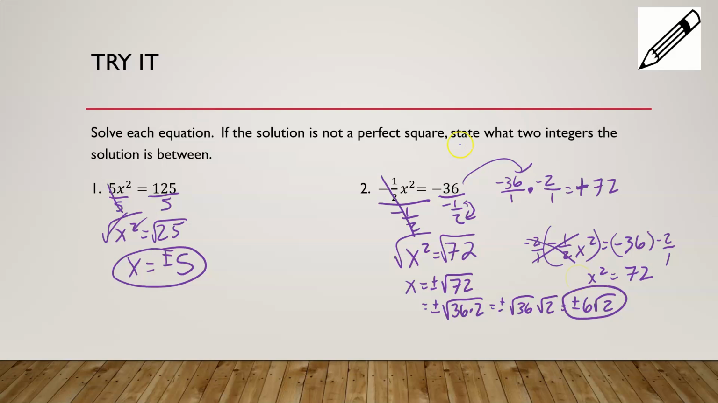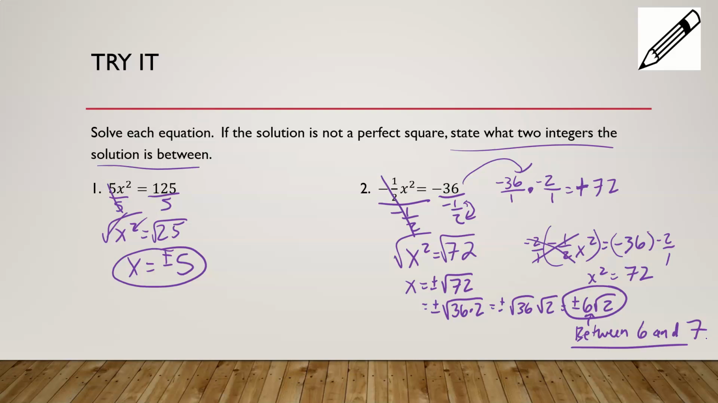Now again, if we wanted to state the 2 integers that the solution is between, because it's a 6 in front, we would say it's between 6 and 7. That's not really a super important thing, but it just comes up every once in a while. All right, so now we get the hang of it, right? We have to get the x squared by itself.